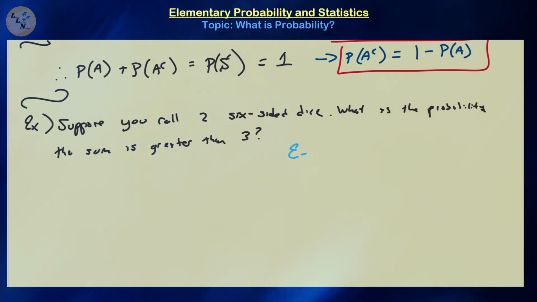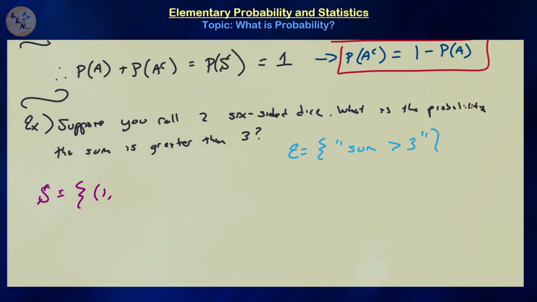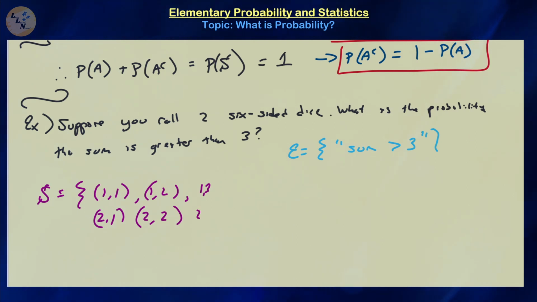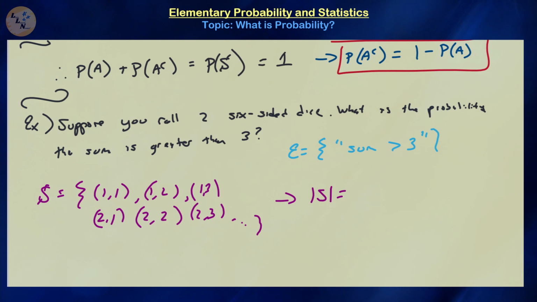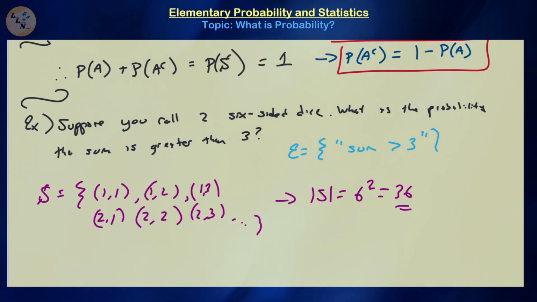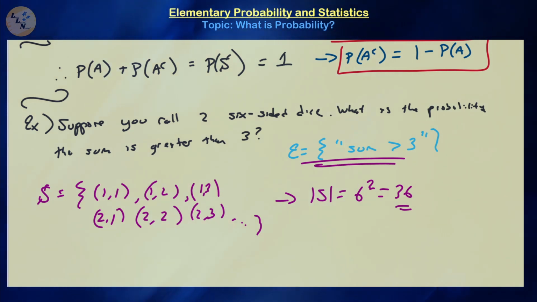So our event space, E, is getting a sum greater than 3. Remember, we listed out all the values in the sample space. So the sample space consists of all outcomes like 1,1; 1,2; 1,3; 2,1; 2,2; 2,3, and so on. We found that the size of the sample space was 6 squared, which was 36. Now, what does the event space look like? We want a sum greater than or equal to 3.